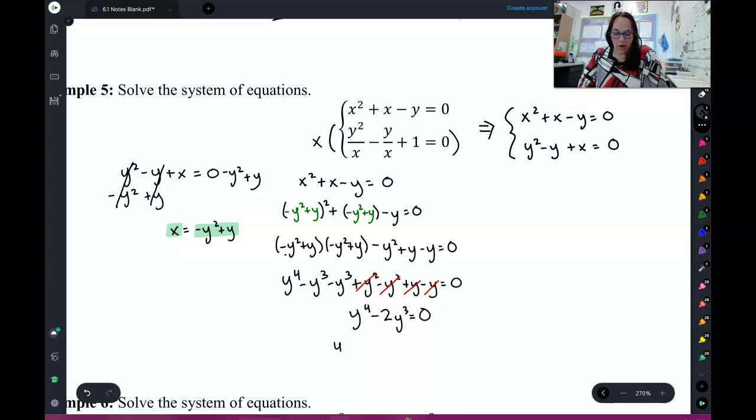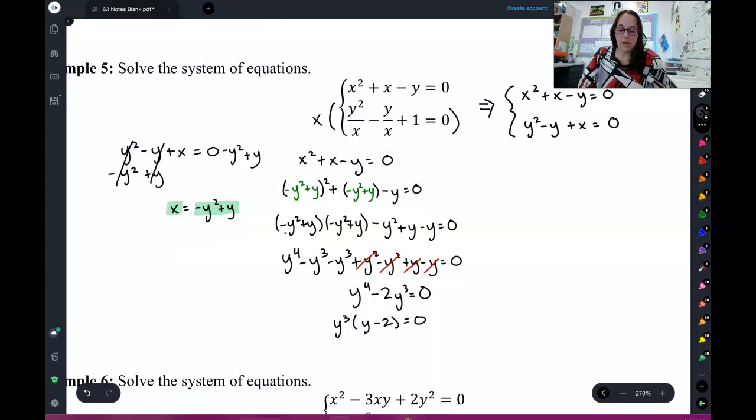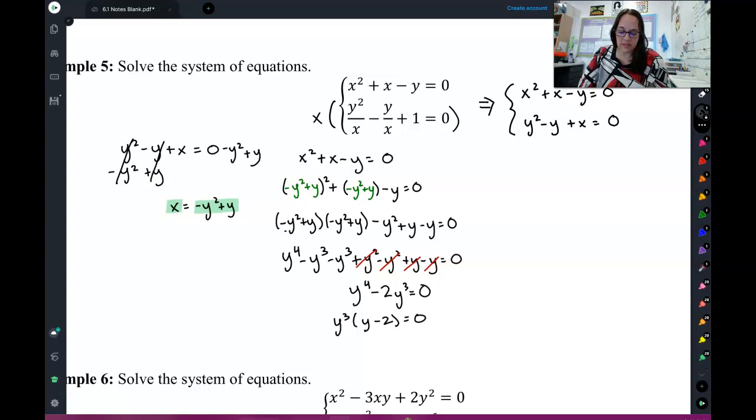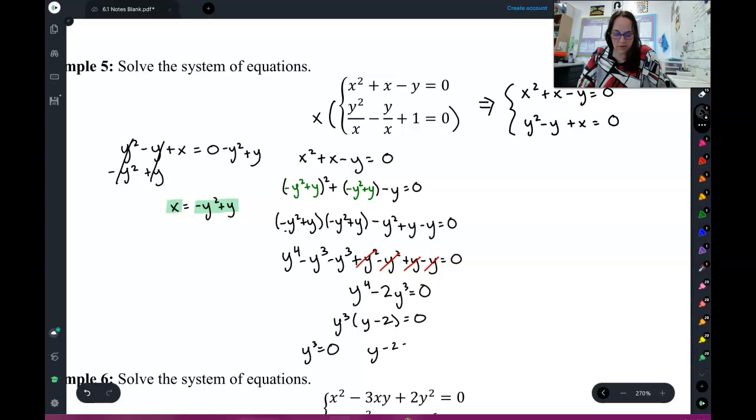They have a y cubed in common, which I can take out. And because both of those things equal 0, I can set them individually equal to 0 to get y equals 0 and y equals 2. And there's my y values.